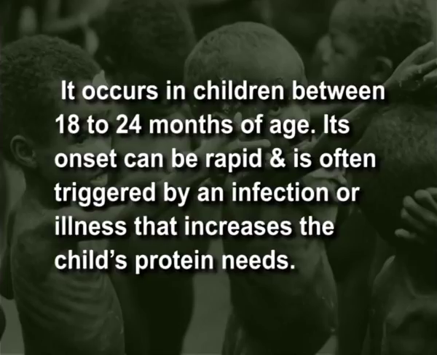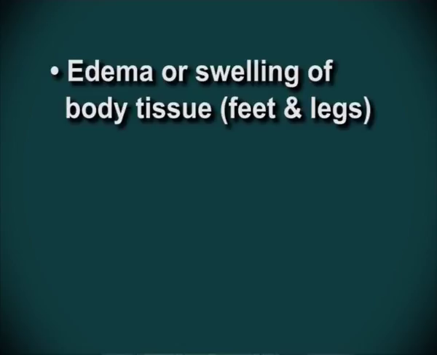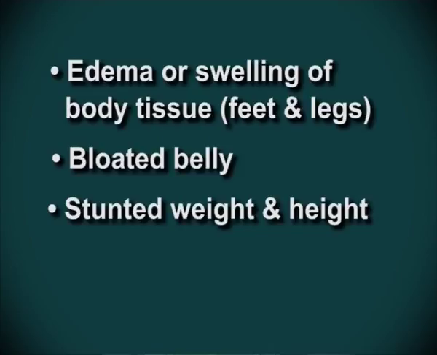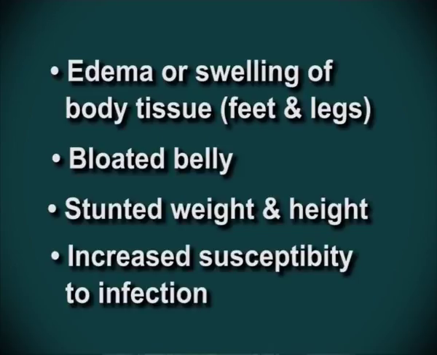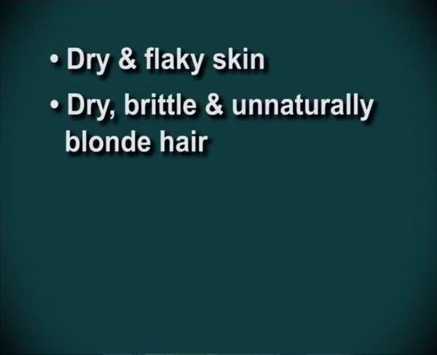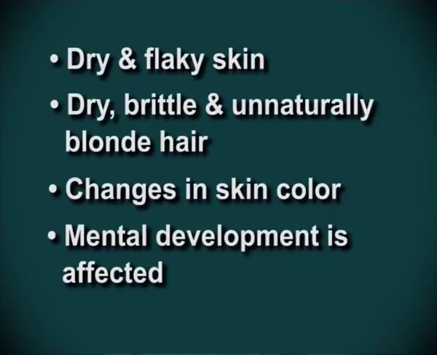It occurs in children between 18 to 24 months of age. Its onset can be rapid and is often triggered by an infection or illness that increases the child's protein needs. The signs and symptoms observed in kwashiorkor are as follows: edema and swelling of body tissue, particularly in feet and legs, bloated belly, stunted weight and height, increased susceptibility to infection, dry and flaky skin, dry, brittle and unnaturally blonde hair, changes in skin color, mental development is also affected, diarrhea.